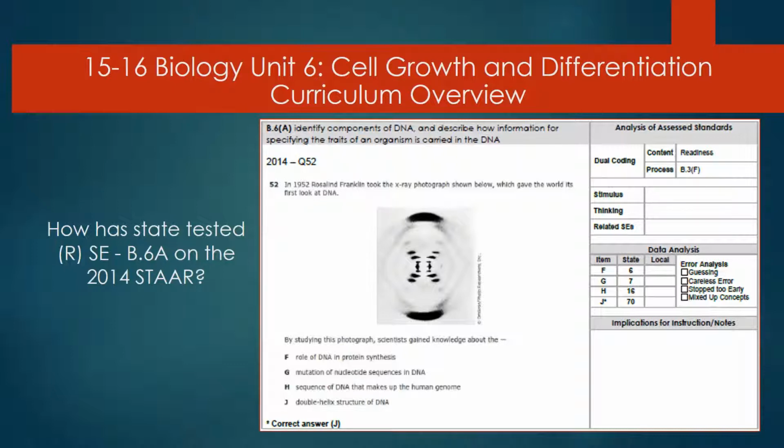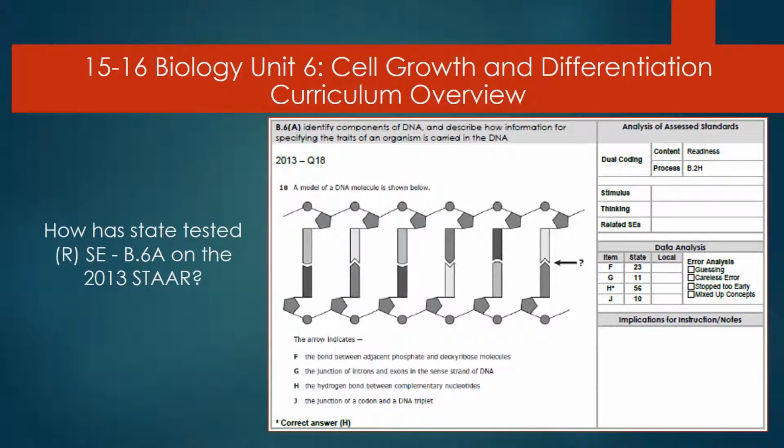And a 2014 question over 5A, another model using another processing skill. And we have another model using a processing skill 2H, a model of DNA, where the students will have to answer the question and understand what this is representing, what the arrow is representing.